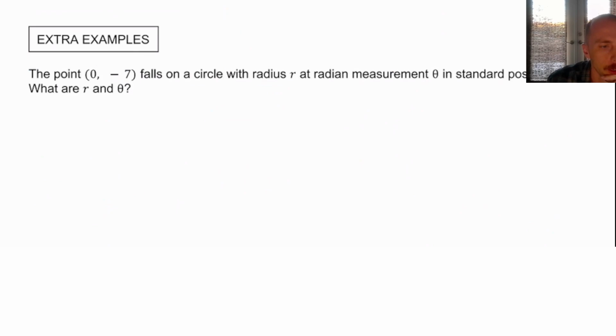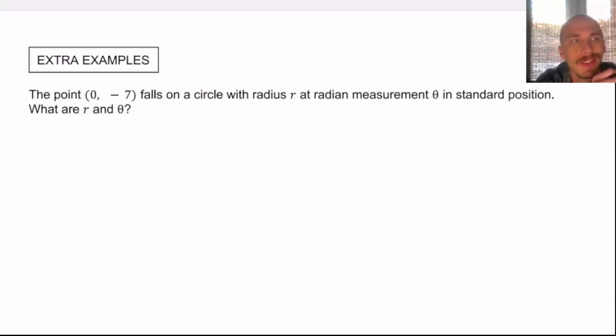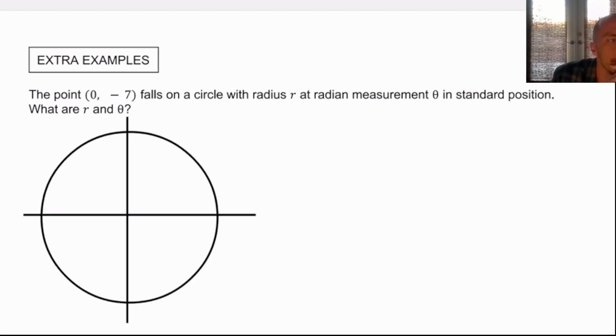All right, now I got one more extra example for you. I think this will be good for you. The point 0, -7 falls on a circle with radius r at a radian measurement theta in standard position. What are r and theta? Okay, now I think this one's a little easy. I adapted this from a question that was not at one of the extreme values, but I thought it was a good question and was getting at the idea of polar coordinates, which we're going to be doing before too long anyway. So I'm going to copy in a circle.